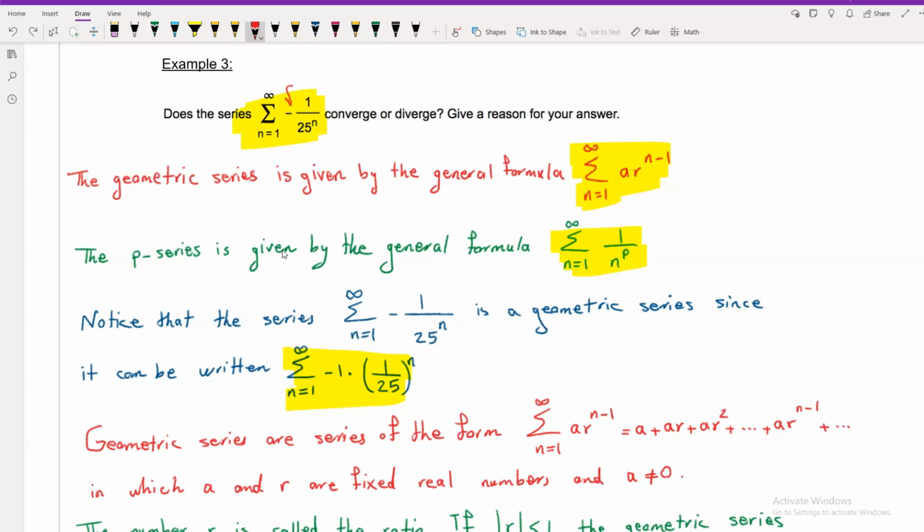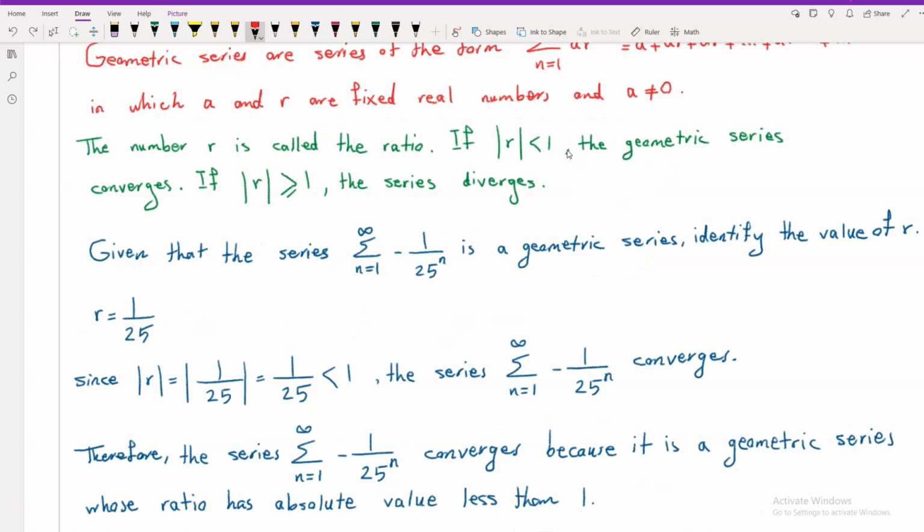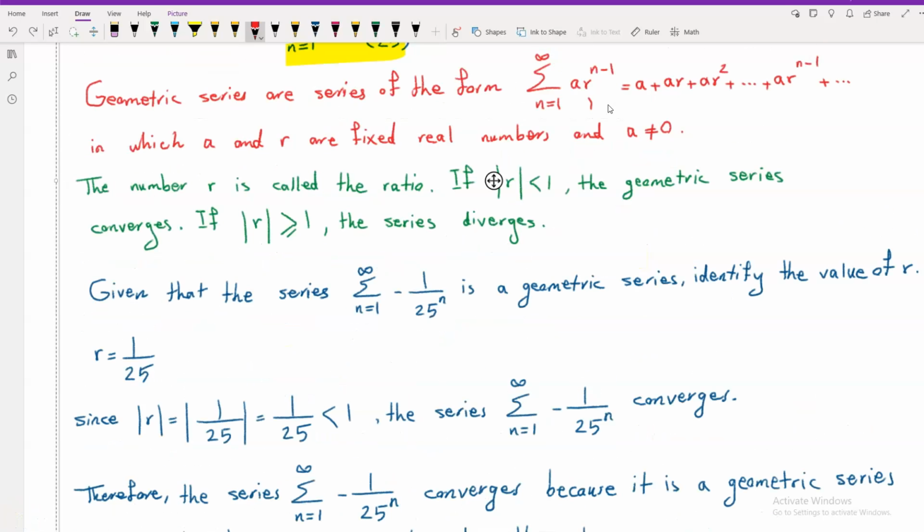So geometric series are series of the form sum of a times r to the power n minus 1, from 1 to infinity, which equals a plus ar plus ar squared plus dots plus ar to the power n minus 1 plus dots, where a and r are fixed real numbers and a is not equal to 0. The number r is called the ratio. If the absolute value of r is less than 1, the geometric series converges. If the absolute value of r is greater than or equal to 1, the series diverges.